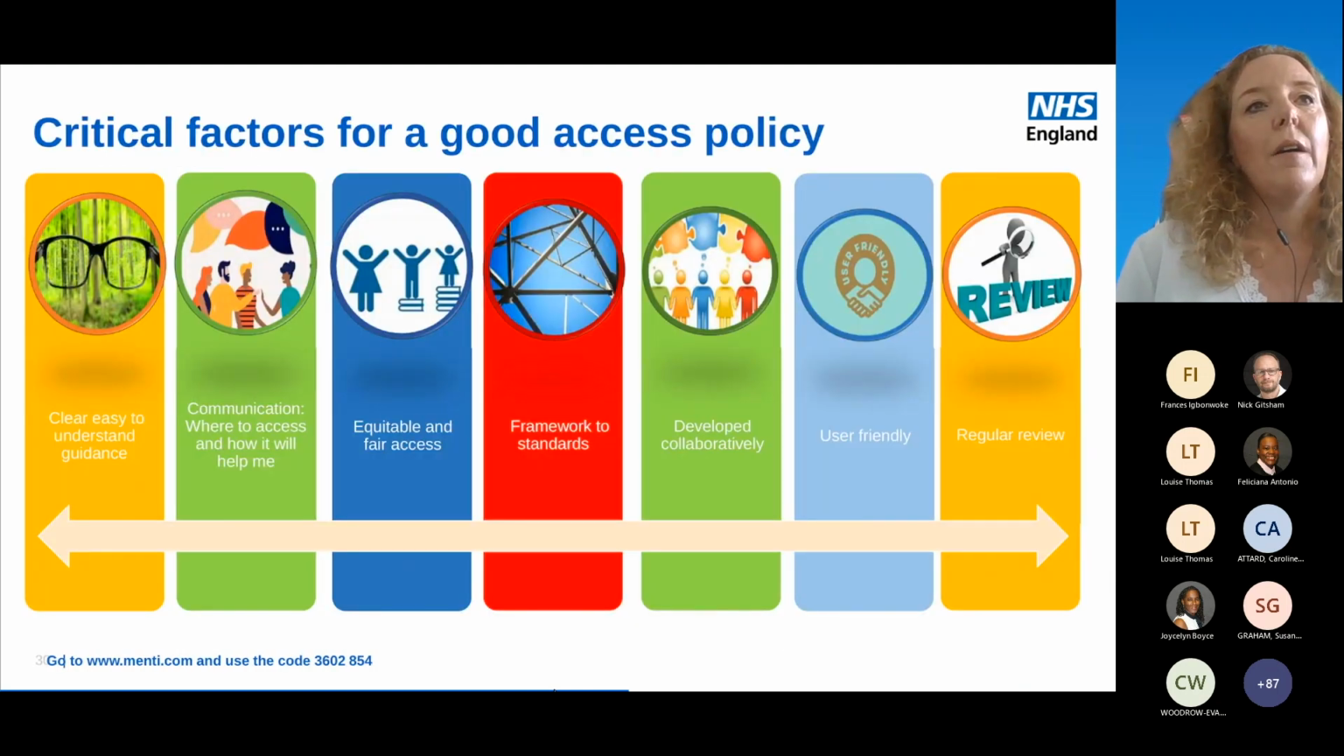So thinking about what some of the critical factors could be that contribute to making a good access policy. These could be seen in terms of the information provided in the policy, the behaviours in which we actualise the policy, and the principles in which we drive the need. So in summary, there may be a few questions you may want to consider.